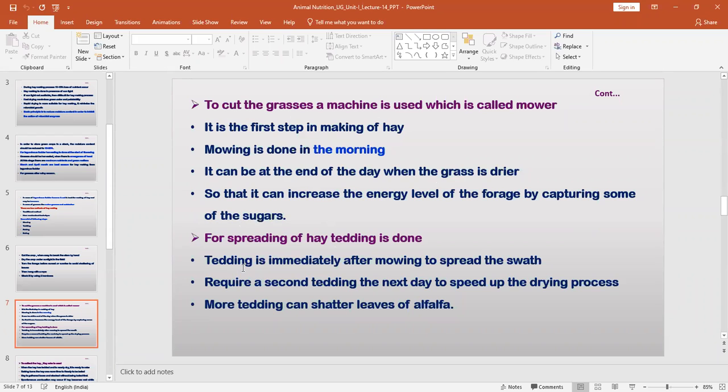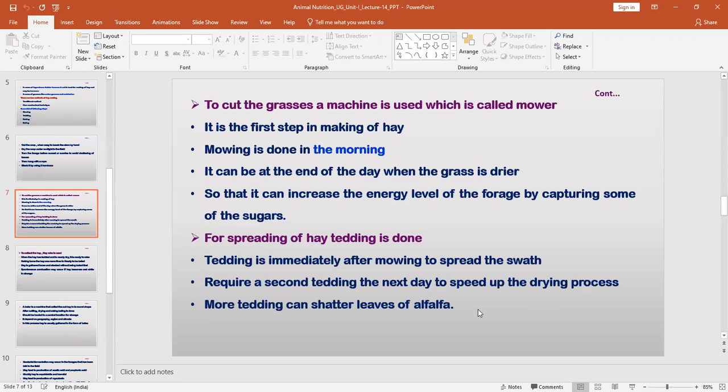And then after that we can spread the mowed or harvested material to reduce the moisture content and for proper drying, and for spreading, tedding is done. Tedding is done immediately after the mowing to spread, and it requires a second tedding as well, meaning second or third tedding. We can reduce the moisture content of the fodder crop and speed up the drying process.